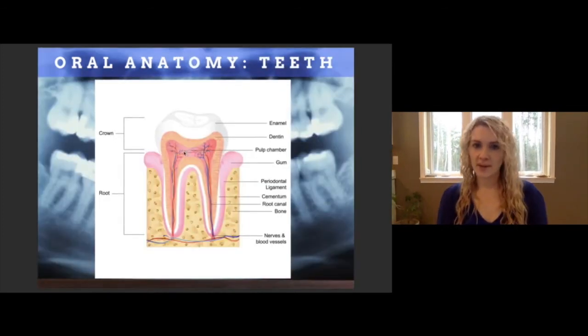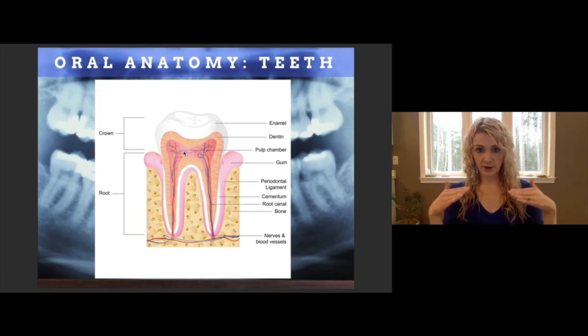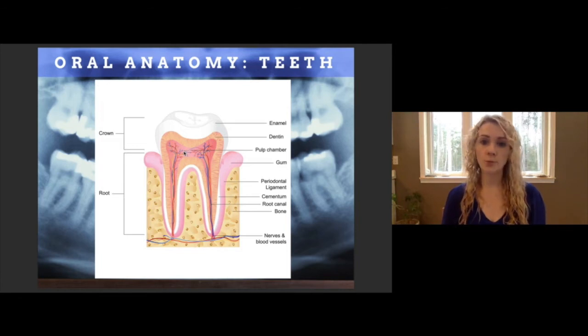Let's look at the oral anatomy of a tooth. Above the gums is the crown of the tooth, and this is covered with enamel, like we talked about, the hardest structure in the entire body. Underneath the enamel is a softer layer called the dentin. The dentin protects the innermost layer of the tooth, called the pulp chamber, which is comprised of the blood vessels and nerves and everything that keeps your tooth alive.